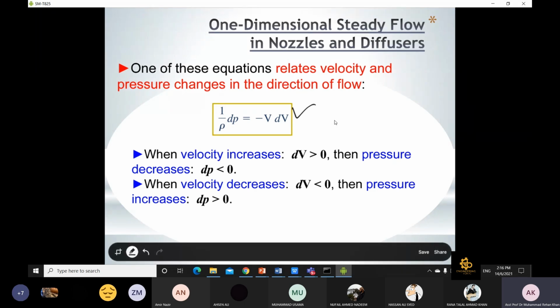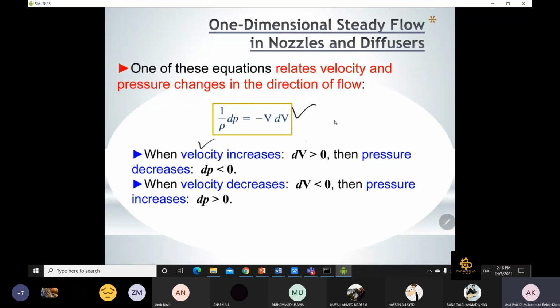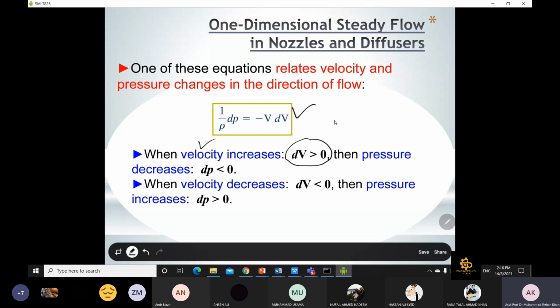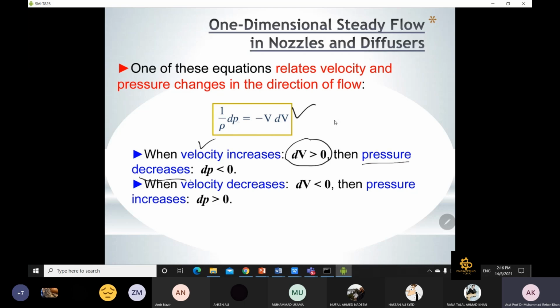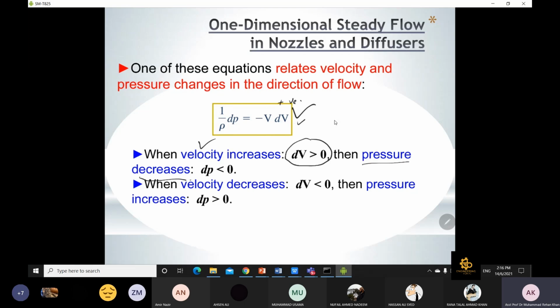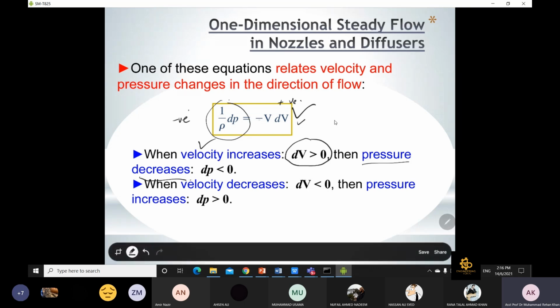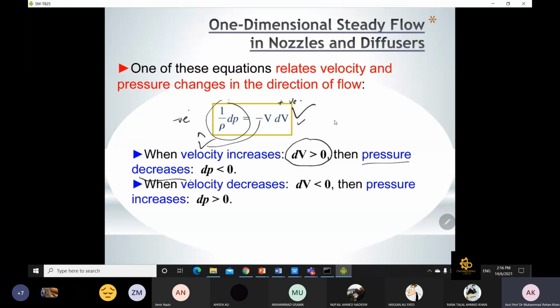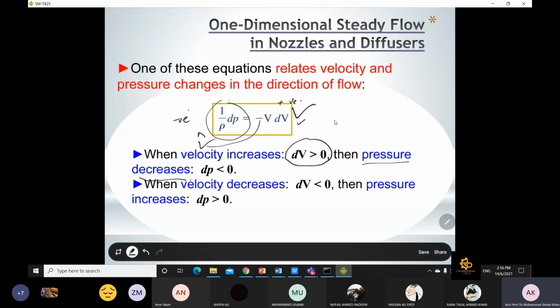From this equation we can easily say that when velocity increases, so for the case dv is greater than 0, which means it is positive, then the pressure decreases. This comes from this equation. If this is positive, this whole term becomes negative, because the minus shifts from this side. So with an increase in velocity, pressure decreases.